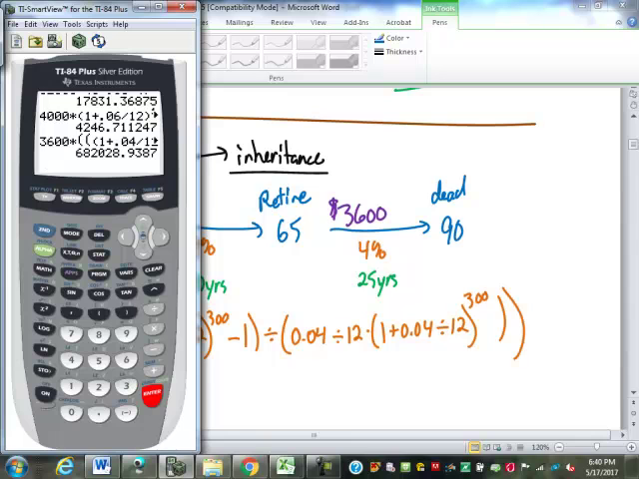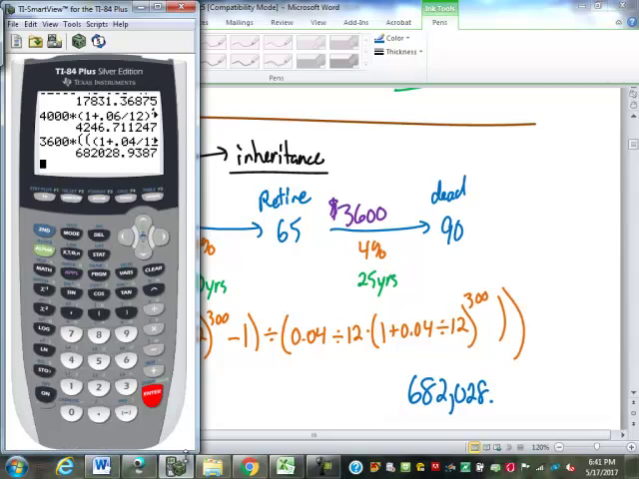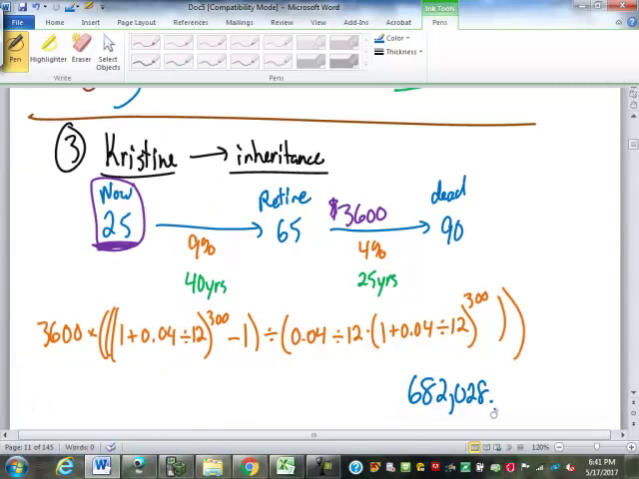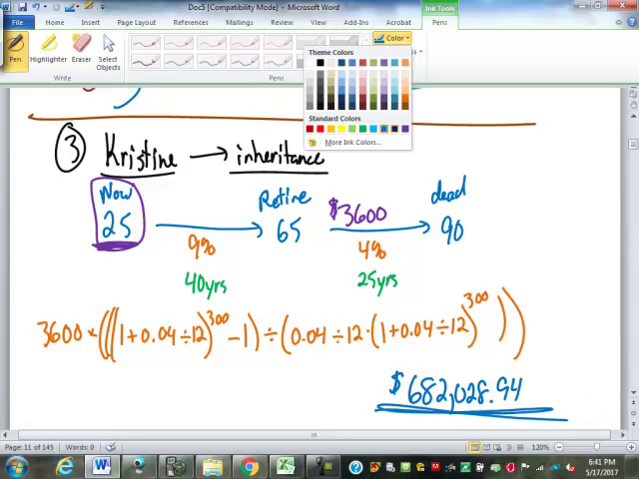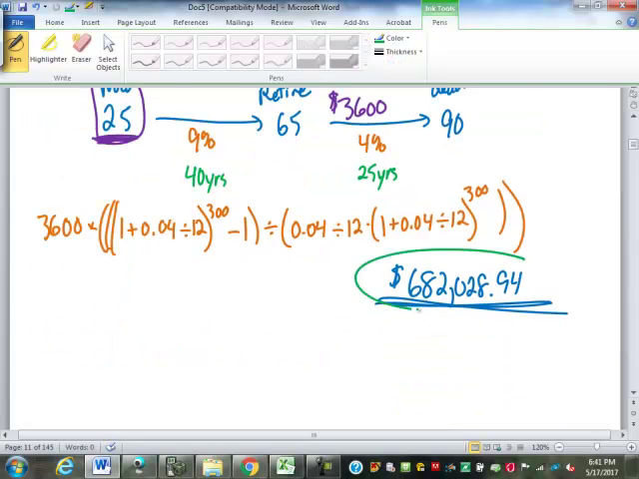Hopefully that all entered correctly. Do you get $682,028.94? Let you guys confirm that. Yep, that's what we get. Okay, cool. Now that is still the number that we start the second phase with.